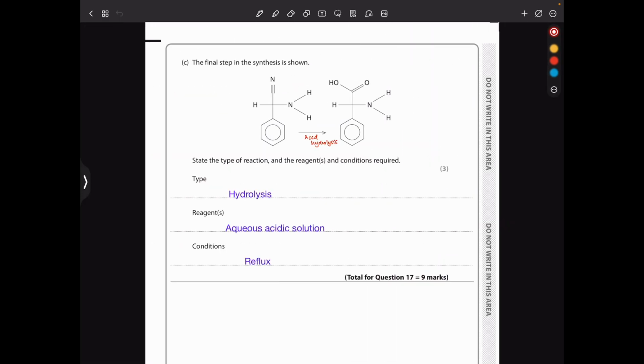In part C, the final step in the synthesis is shown, which is this one here. So they say state the type of reaction and the reagents and conditions required. This type of reaction is hydrolysis, and the reagent is an aqueous acidic solution, just say an acid that is in aqueous solution, and then for conditions we reflux.